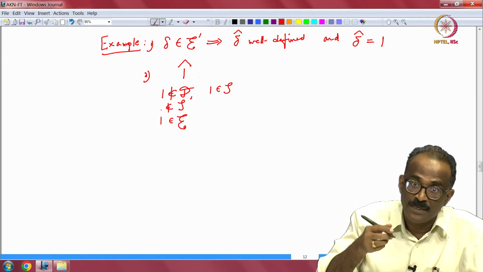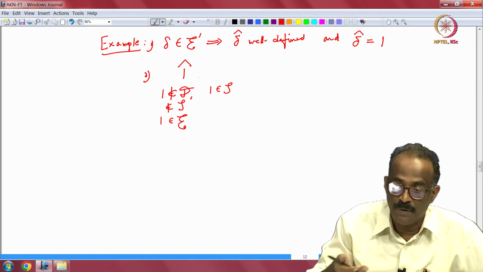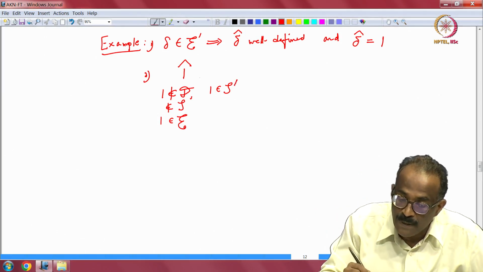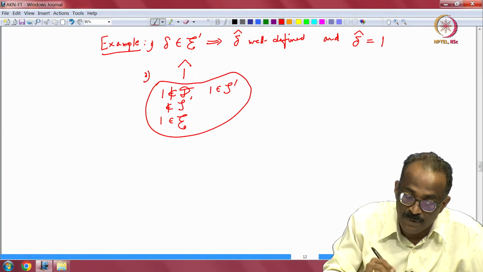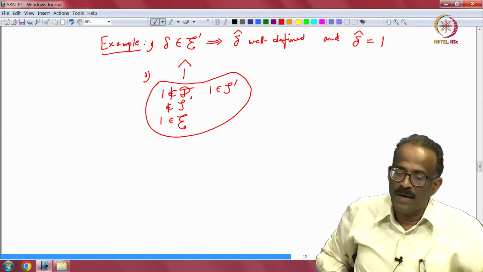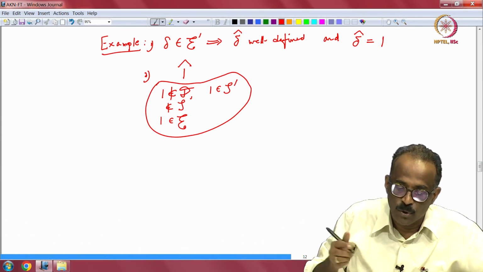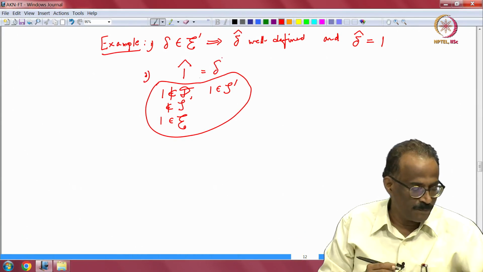So, the Fourier transform of 1 cannot be defined in a standard way, but 1 as a zeta prime element you can define, you see. So, whenever you are defining Fourier transform, carefully define it with respect to what space you are defining it on. So, 1 hat you can prove to be delta, you see.